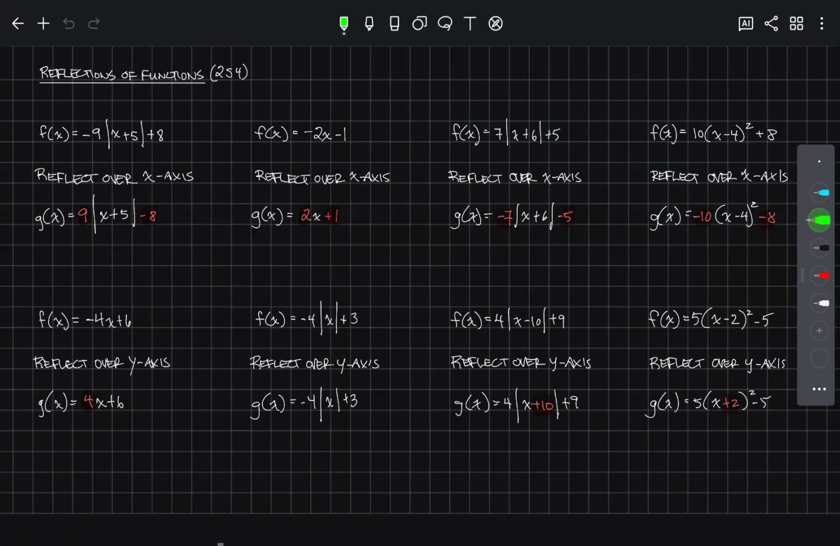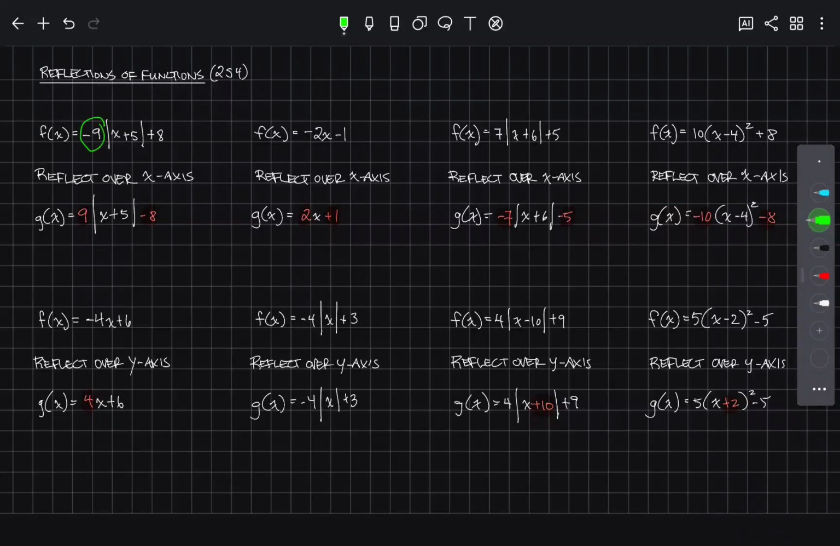Reflections of functions. We know that the general rule for reflections is if we're going over the x-axis, it's the opposite of the y value. If we're going over the y-axis, it's the opposite of the x value. Let's talk about how to do that in rewriting functions to be able to go over a line of reflection.